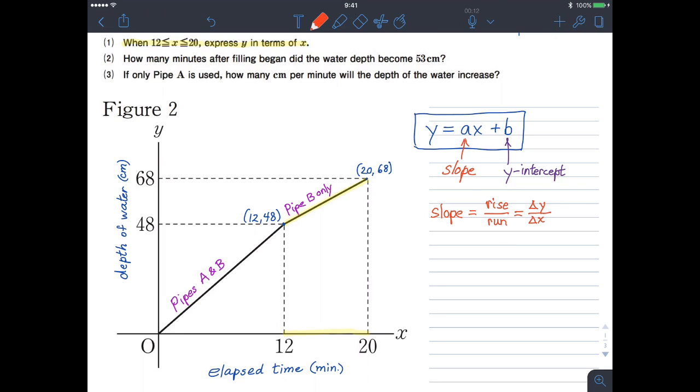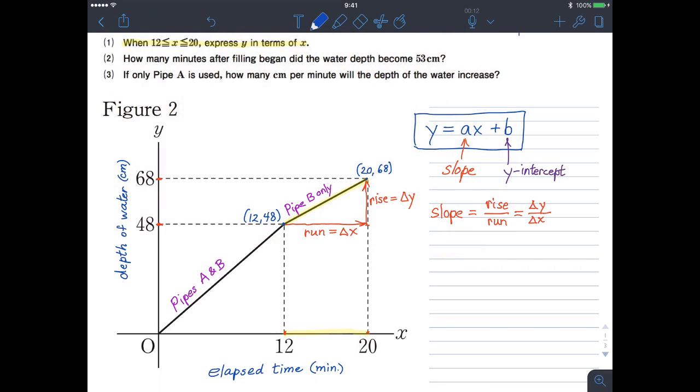So looking at our graph, we can see the change in y is between 48 and 68. So this is called the rise, or delta y. And the run is the change in x between 12 and 20. So we can show that here. This is the run, which is delta x.